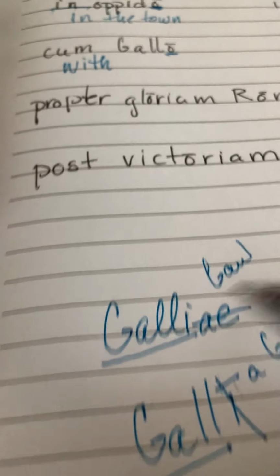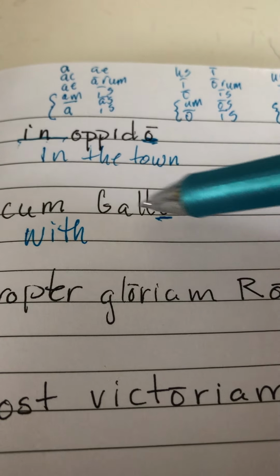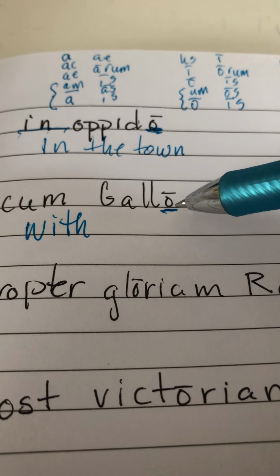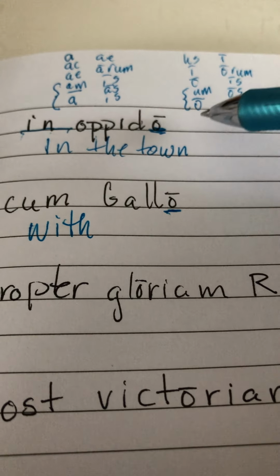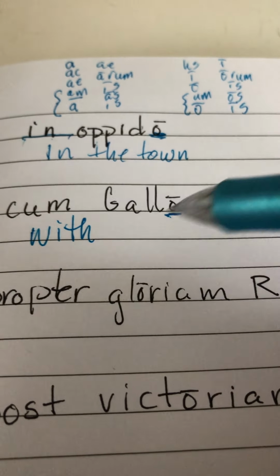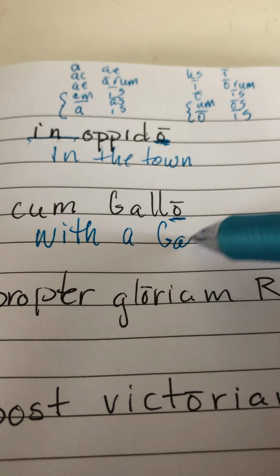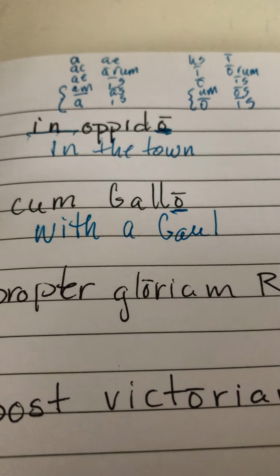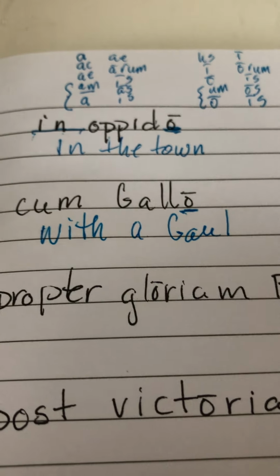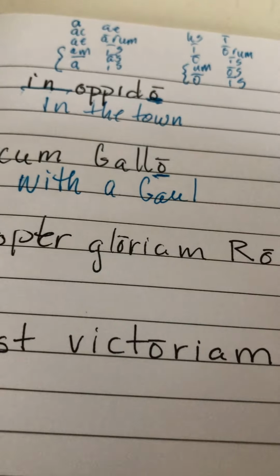So which stem do we have up here? There's no I. So this is referring to a person from Gaul, which is second declension masculine, and there's our ablative. Okay? So with a Gaul. Kind of weird. When would we say that? I was with a Gaul. Kind of funny.